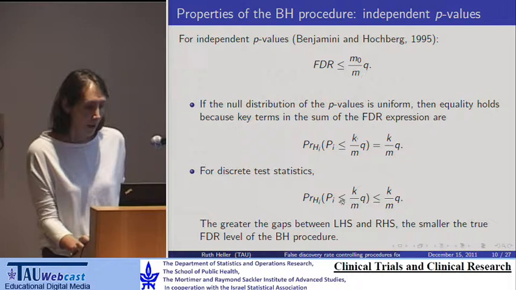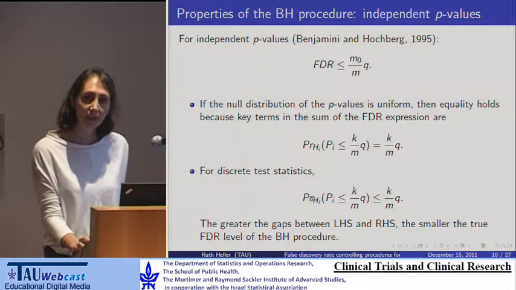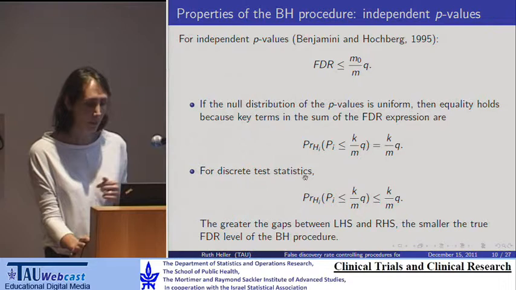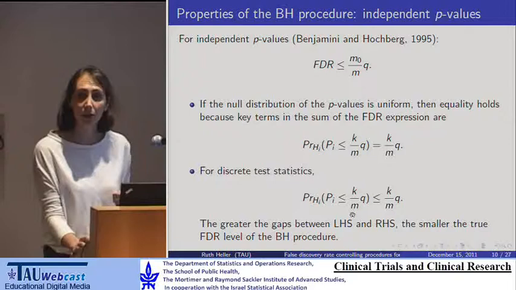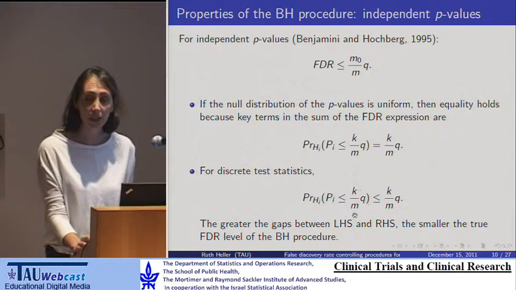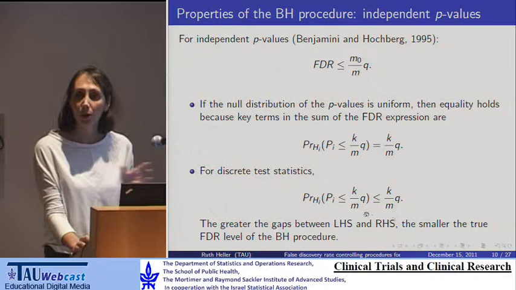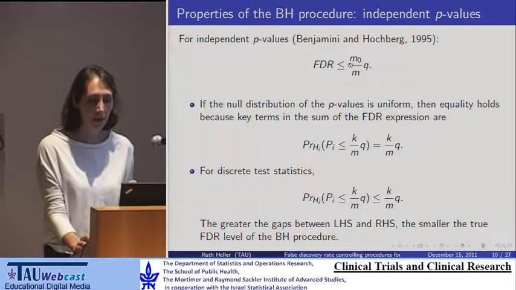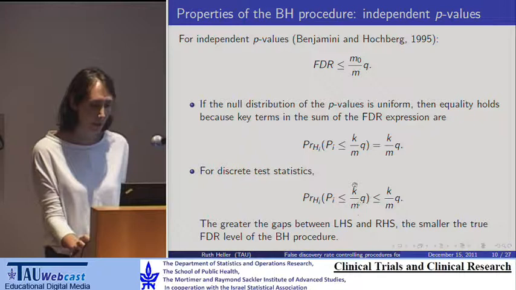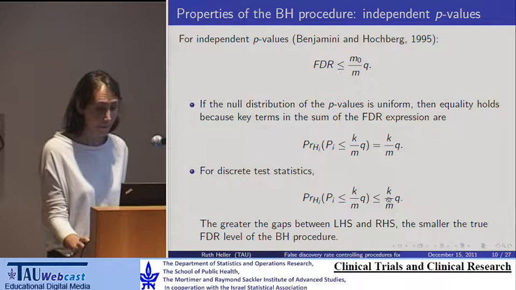Now, for discrete statistics, this equality holds only if the p-value can take on exactly that constant value. Because when the test statistics are discrete, then also the p-values can take on only a discrete number of values. So if this particular constant is not one of the constants that the p-value can take on, then what we're going to get is actually a strict inequality. So the probability under the null that the p-value is at most this constant is actually strictly less than that constant. And now you sum all those terms and you get basically an expression for the FDR that is strictly less than the upper bound here. Now the greater the gap between this term and this term, the smaller the true FDR level of the BH procedure. So this is where the conservatism comes in when you have discrete tests.